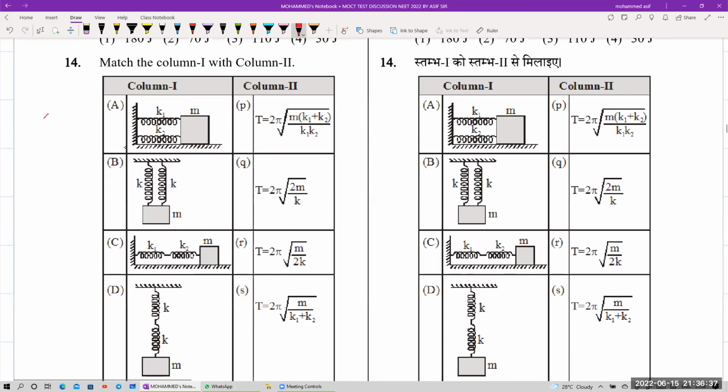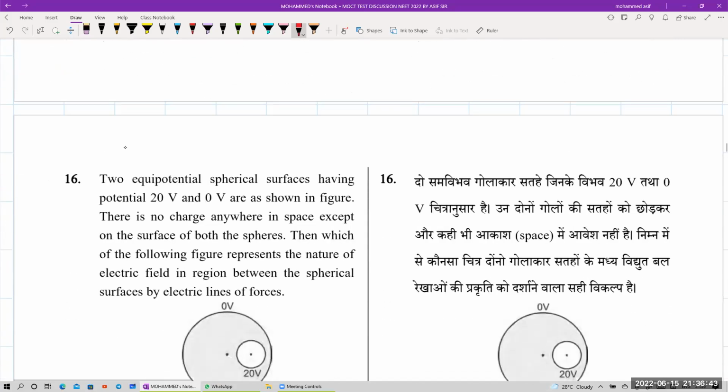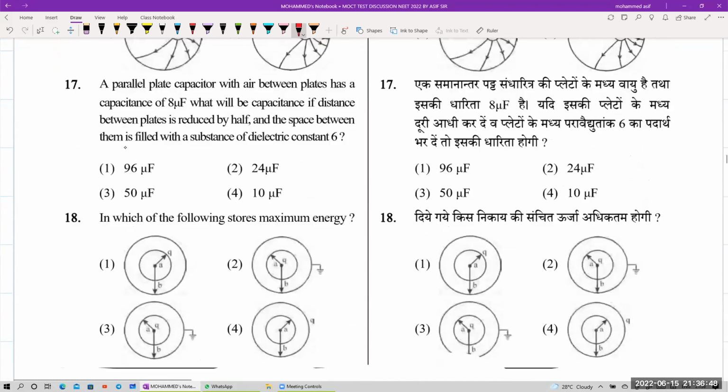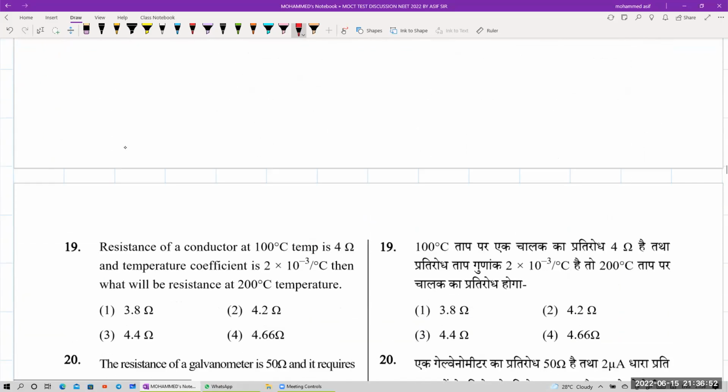And this one is your SHM. Directly by seeing the question you can see. And this is from your sound waves, Doppler effect. Then this is from your electrostatics. Then spherical surface electric lines. This one is also electrostatics. This one is also electrostatics.